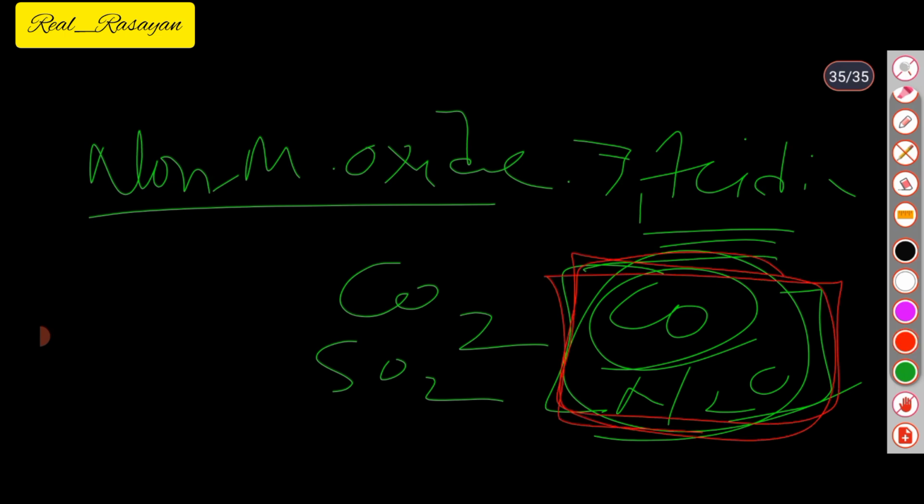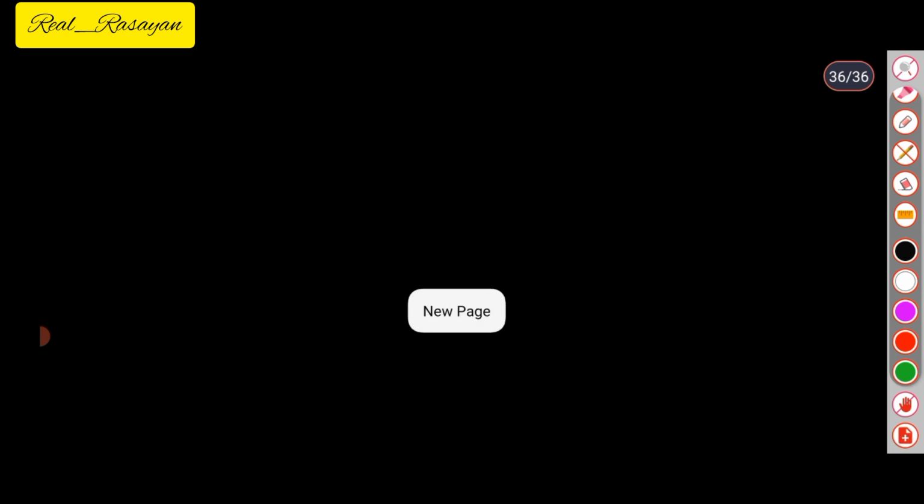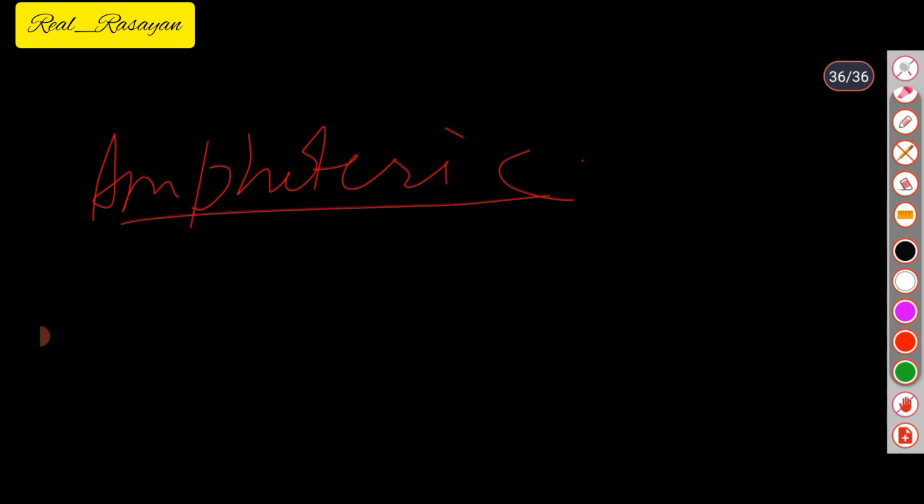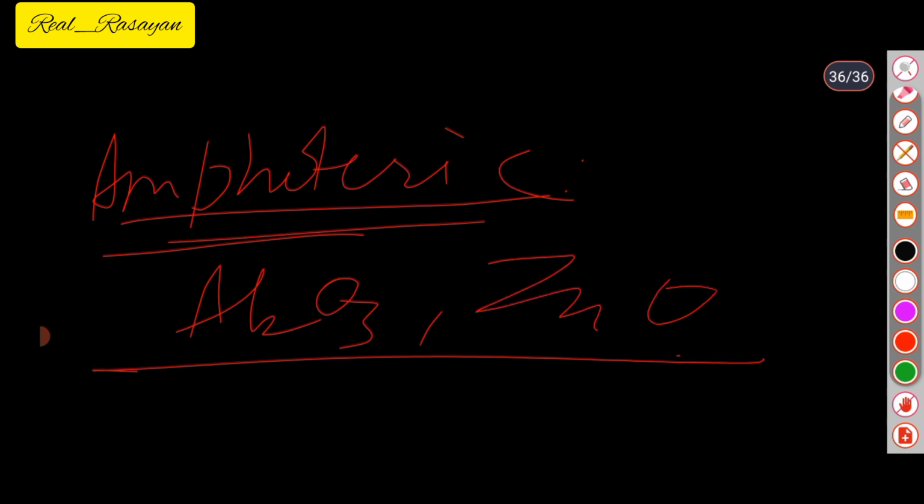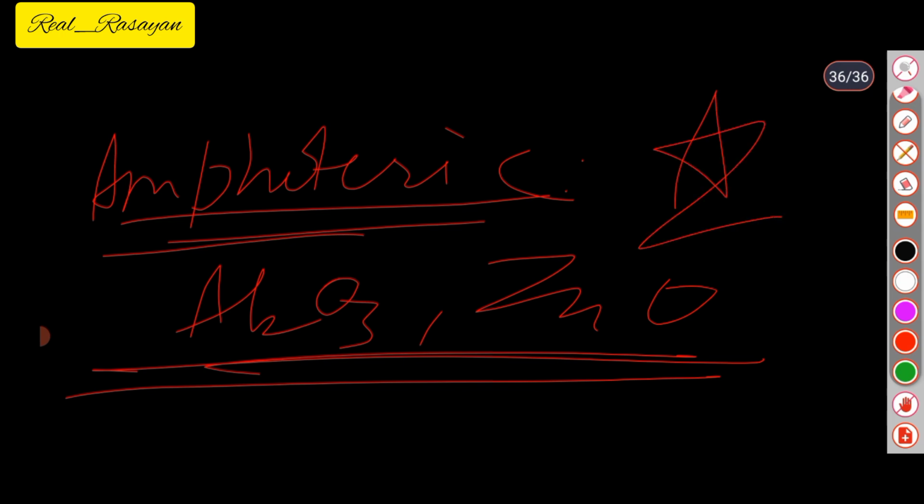And the example of amphoteric oxide. Amphoteric oxides are the oxides which show both acidic and basic nature. But neutral oxides show neither acidic nor basic nature. So amphoteric oxides are Al2O3 and zinc oxide. Must remember these two examples. Most frequently asked question. You can put a star mark.